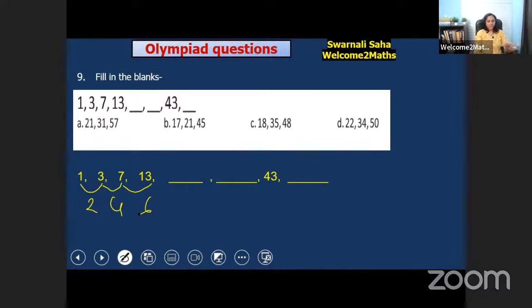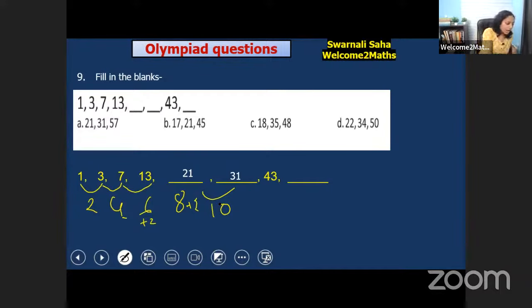Can you find any pattern? Yes, increasing by 2. Very good. 2 plus 2 is 4, 4 plus 2 is 6, so the next difference would be 6 plus 2, that means 8. So 13 plus 8 would be 21. Now the next difference would be 8 plus 2, which is 10, because the differences are increasing by 2. So 21 plus 10 would be 31.